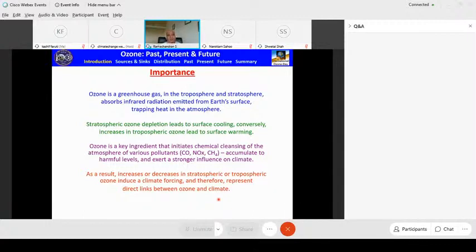Now, suppose ozone is not present, these gases will accumulate to harmful levels, and because of their radiative properties, can exert a stronger influence on health. As a result, any increase or decrease in ozone, be it in the stratosphere much above our head or in the troposphere, which is very nearby, affects the climate, thereby establishing a direct link between changes in ozone and climate. So, how is ozone produced?